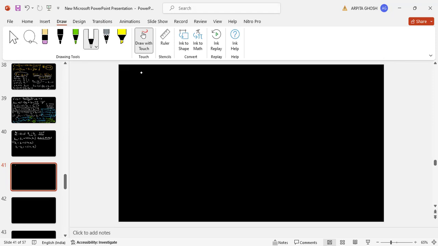To find shortest spanning tree using Prim's and Kruskal's algorithm. Now, what do you mean by shortest spanning tree? Suppose we have a weighted graph.